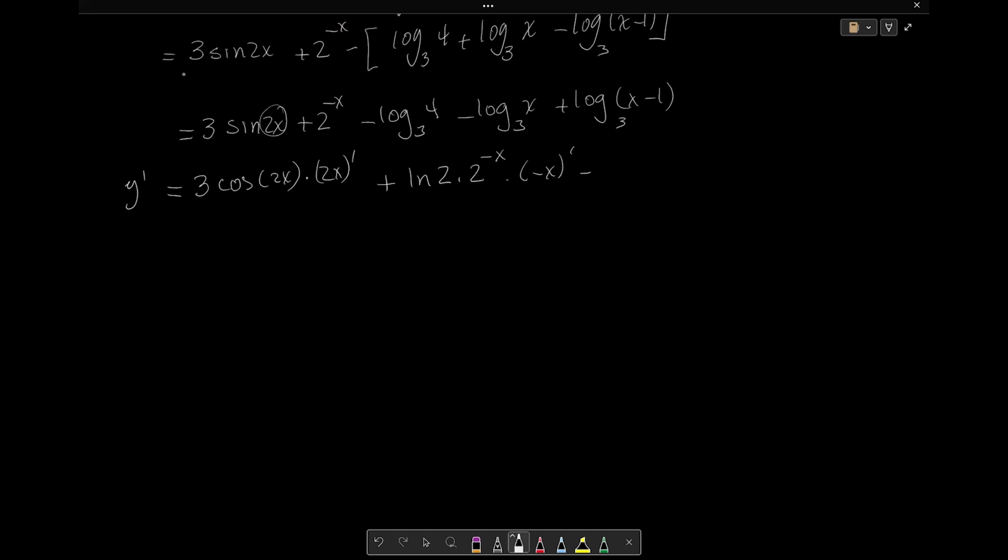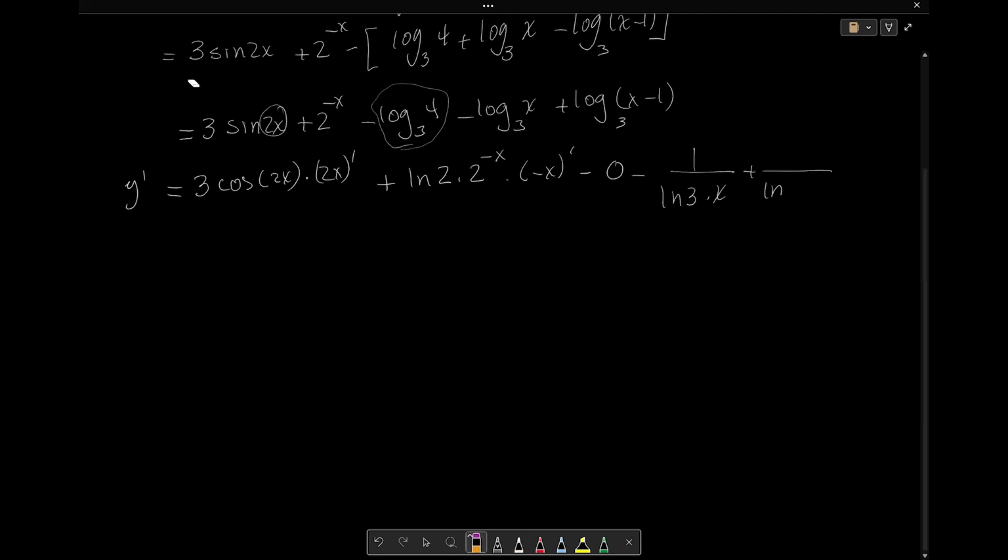Minus the derivative of the log 3 of 4. This is a number. Okay? So it's 0. Plug it in the calculator, you get a number. Minus log 3 of x. So this is 1 over ln of 3 times x. Plus log 3 of x minus 1. This is 1 over, actually it's ln of 3 times x minus 1, times the derivative of x minus 1.